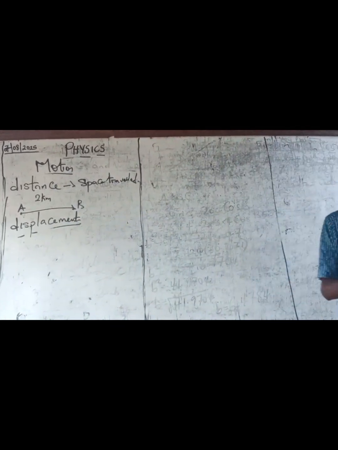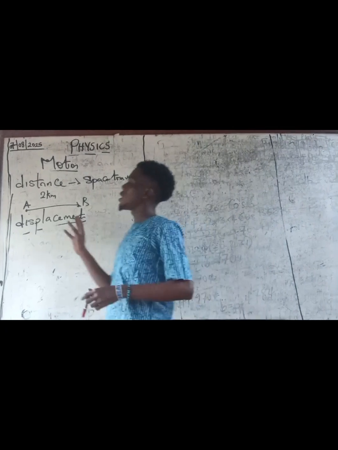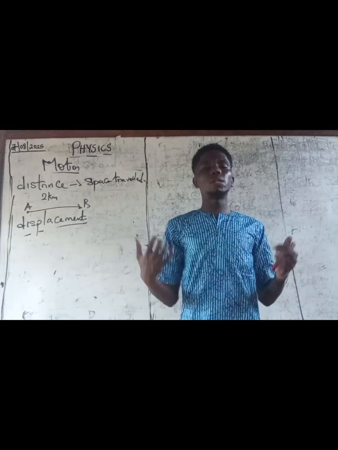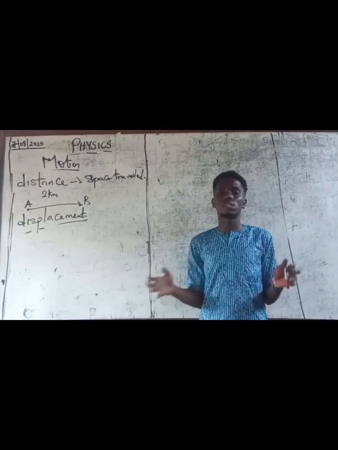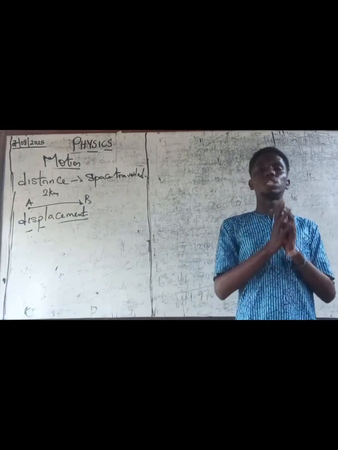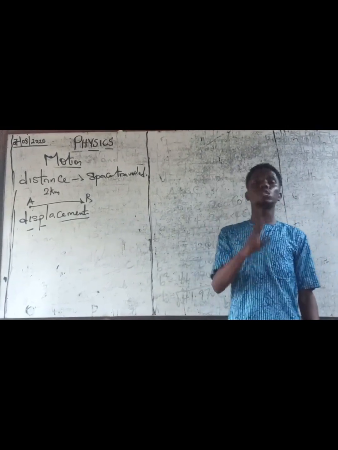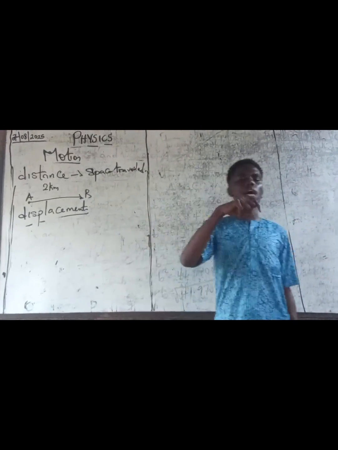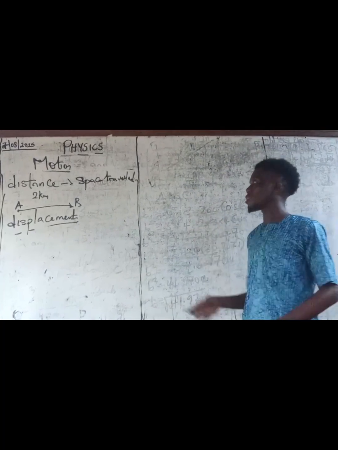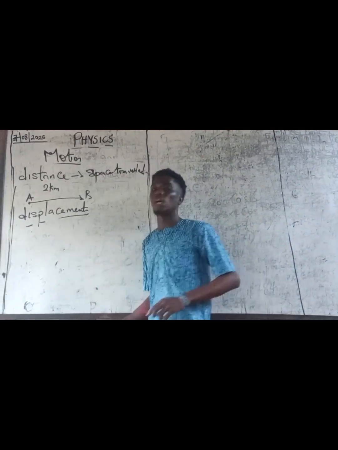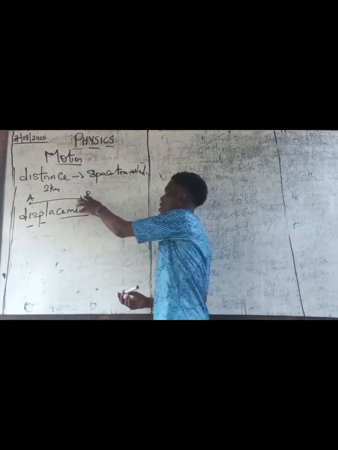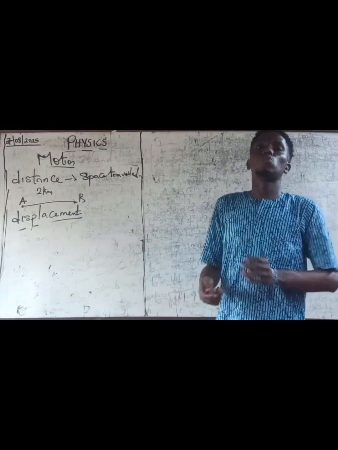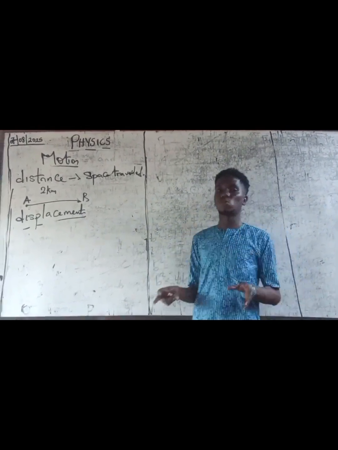Displacement is oftentimes interchanged with distance, or most times students think it is the same thing. Please, displacement and distance are not the same. Even though they are very much related, they are not the same. Distance simply is the space traveled, but there is no direction to distance. You can see here, I just wrote down 2 kilometers. 2 kilometers can be in the northward direction, the southward direction, or the westward. So it is not really specific. That's what distance means.